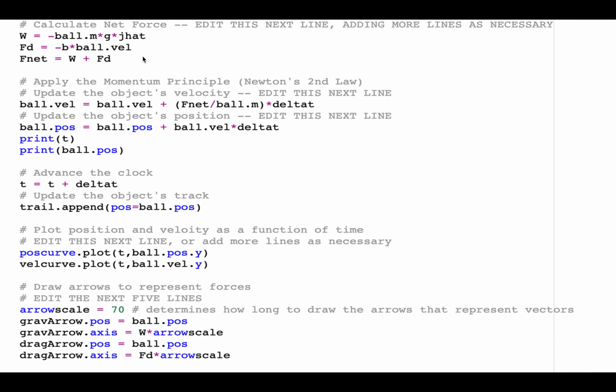So over here, F drag is negative b times the velocity. Negative b is a constant. We used trial and error to decide that it was going to be 0.0017. And our net force is now the weight plus the drag altogether. And down here, we also added our arrows, which is going to show us the differences. So right here, we got that drag force pointing up and that net force going down, that gravity force going down. You can see that obviously the net force is going to be pointing downwards still. That drag force is a super small arrow.